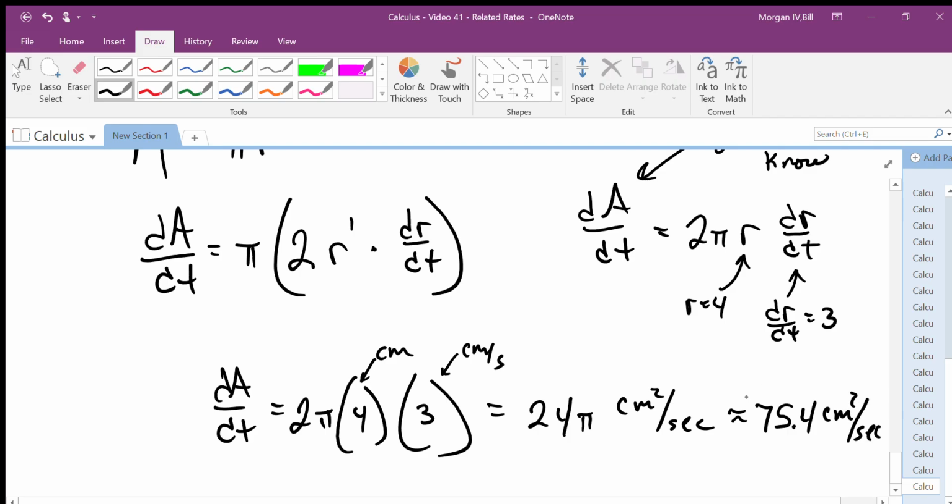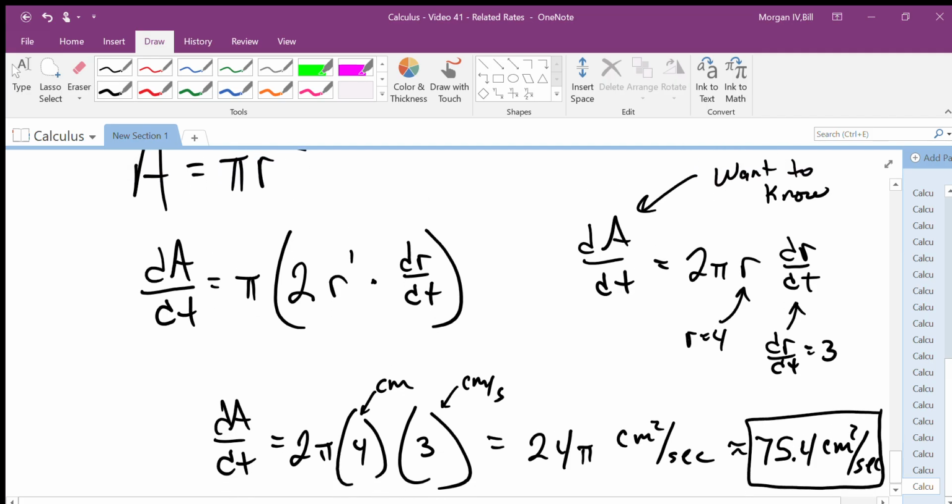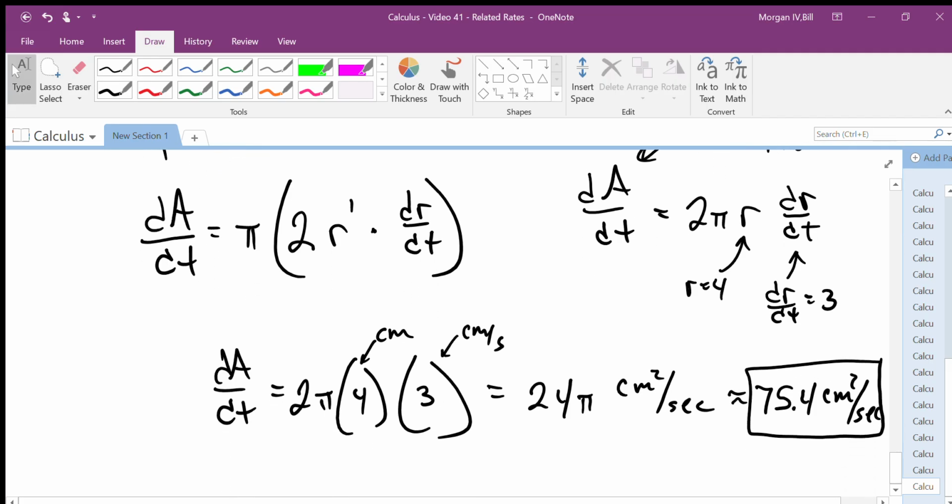Right. So if the radius is increasing at a rate of 3 centimeters per second, when the radius is 4, at that moment in time, the area is increasing at 75.4 centimeters squared per second.